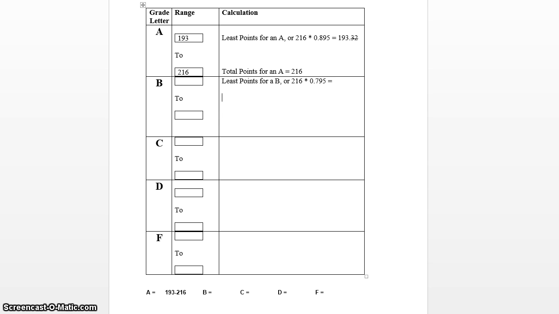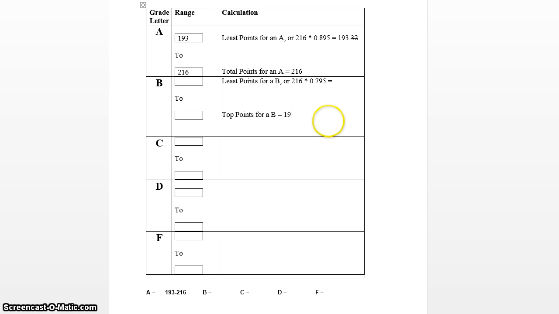And then the total is easy. Let's say the top of points for a B, that one's easy because we look at this 193, because that's the bottom of the A range. So for the B, we know that the top of the B range would be what? 192. So we just subtract 1 from the range that's above, if that makes sense.